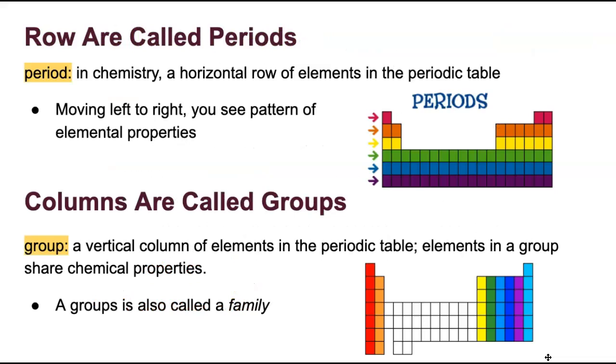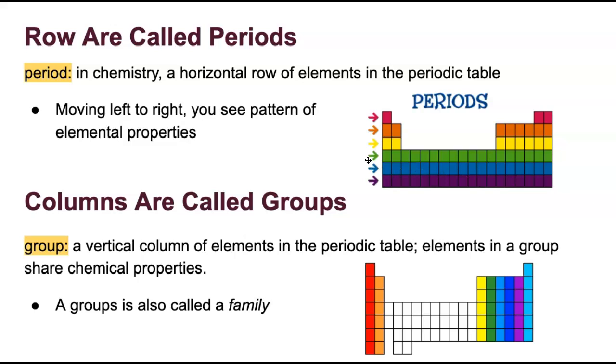The periodic table is organized into horizontal and vertical rows and columns. Remember that a row goes side to side and a column goes up and down. So when we're talking about these rows, those are the horizontal rows that go side to side on a periodic table, we call those rows periods.